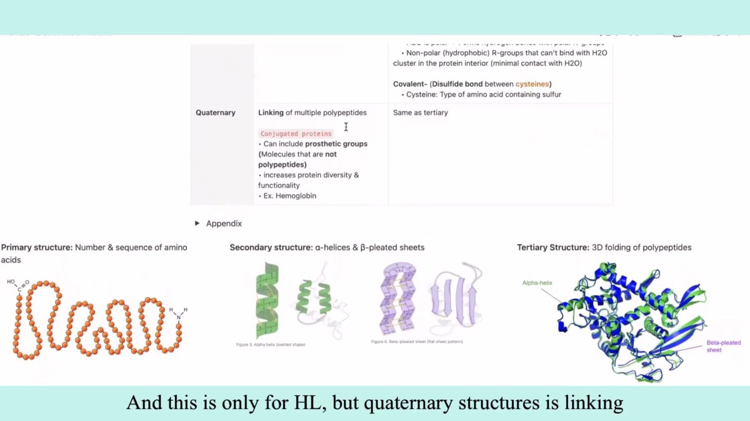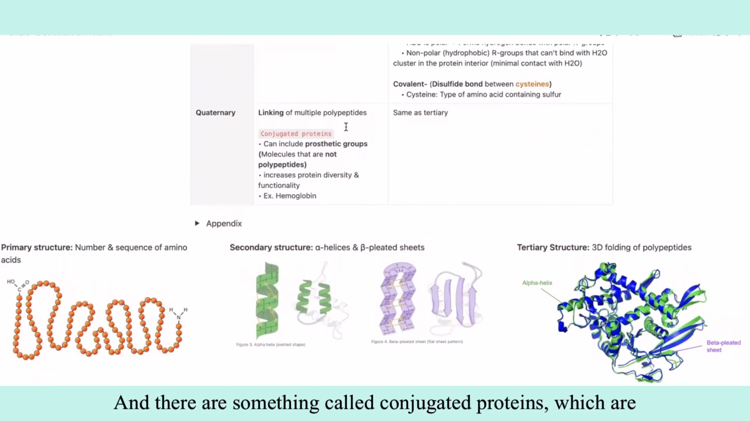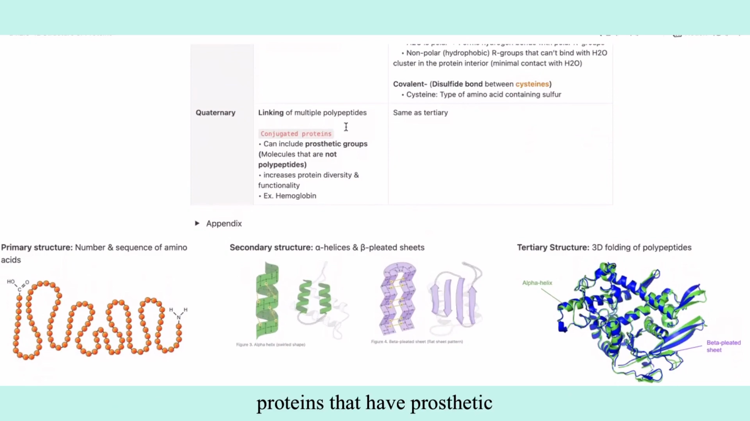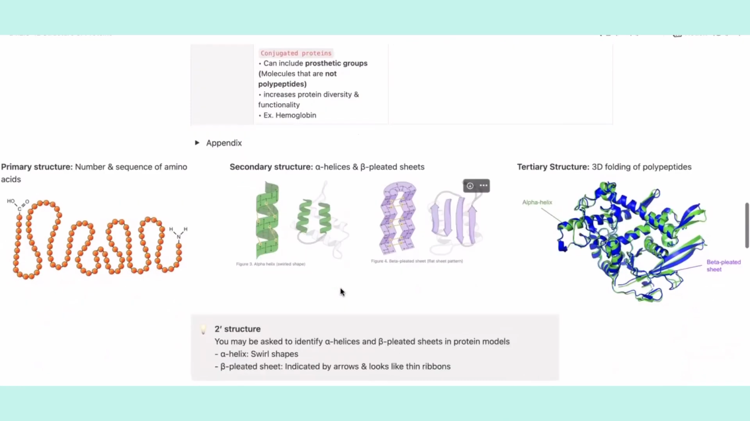And this is only for HL, but quaternary structure is the linking of multiple polypeptides. And there are something called conjugated proteins, which are proteins that have prosthetic groups that are not protein parts. We will talk about this later on, so we will move on for now.